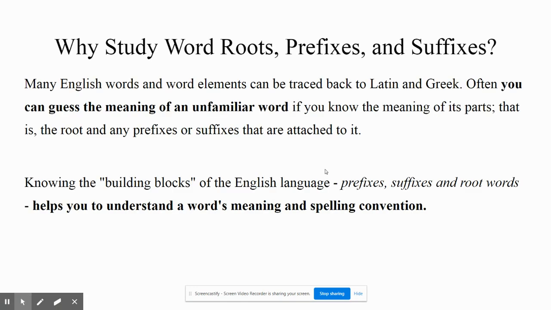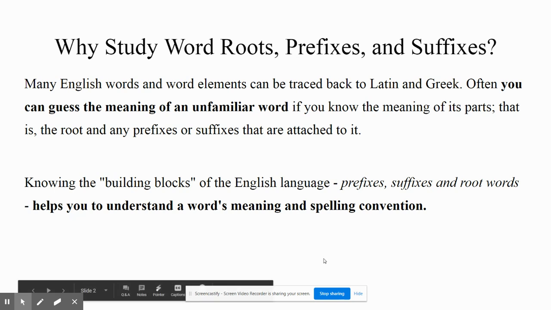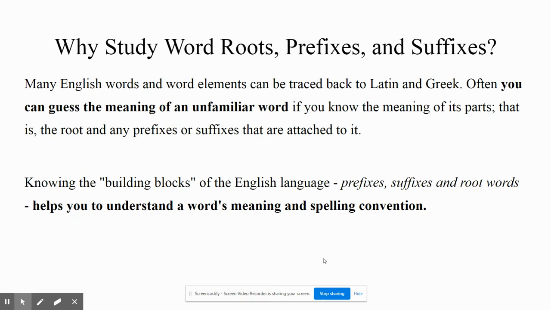So why study roots, prefixes, and suffixes? Many English words and word elements can be traced back to Latin and Greek. Often, you can guess the meaning of an unfamiliar word if you know the meaning of its parts, that is the root and any prefixes that are attached to it. Knowing the building blocks of the English language will help you understand a word's meaning and spelling convention.